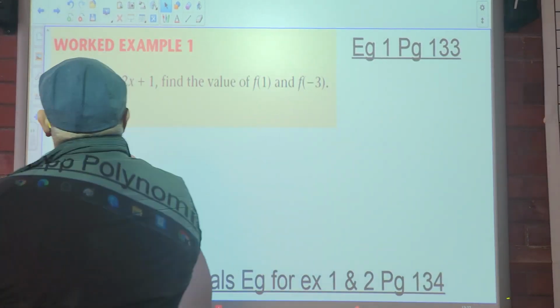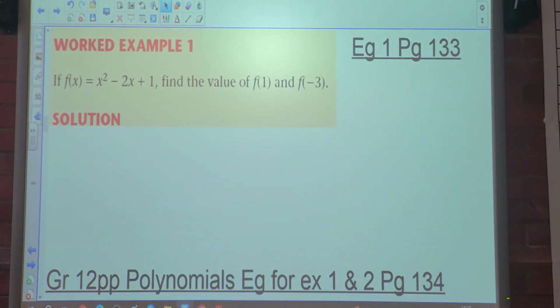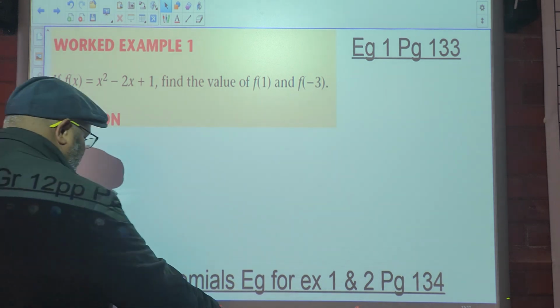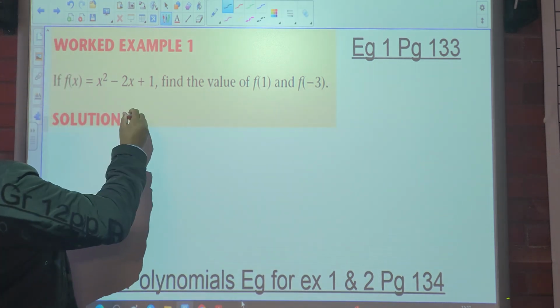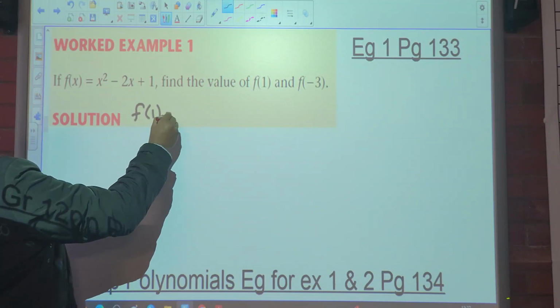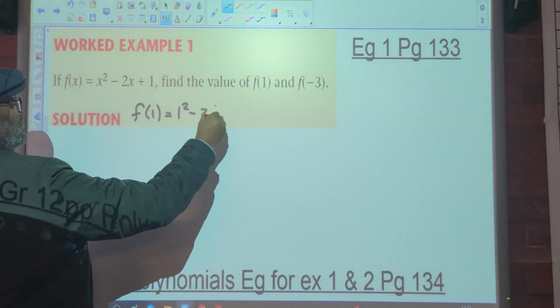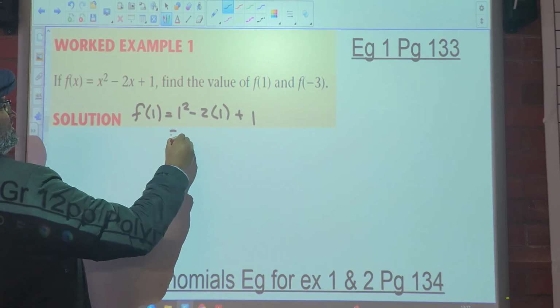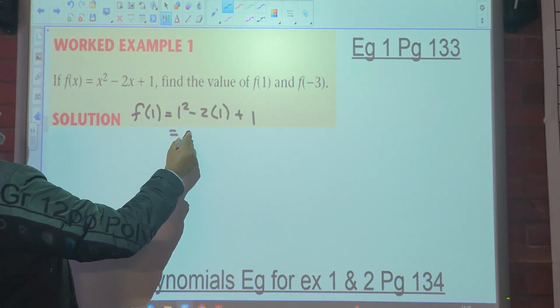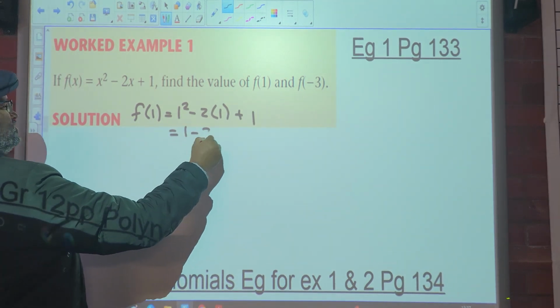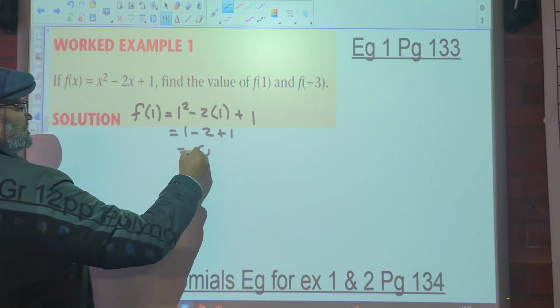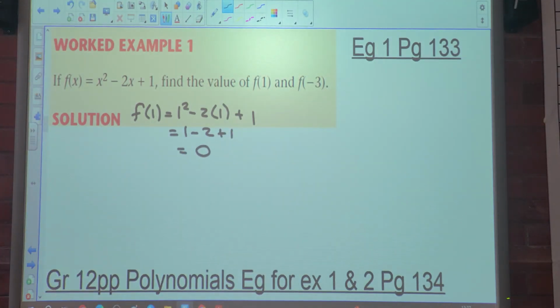Alright. People, if f of x is equal to x squared minus 2x plus 1, the question says find the value of f of 1. Simple. What do we do? We replace x with 1. F of 1 is going to be 1 squared minus 2 times 1 plus 1. This gives you an answer of 1 minus 2 plus 1, which is 0. Not so?